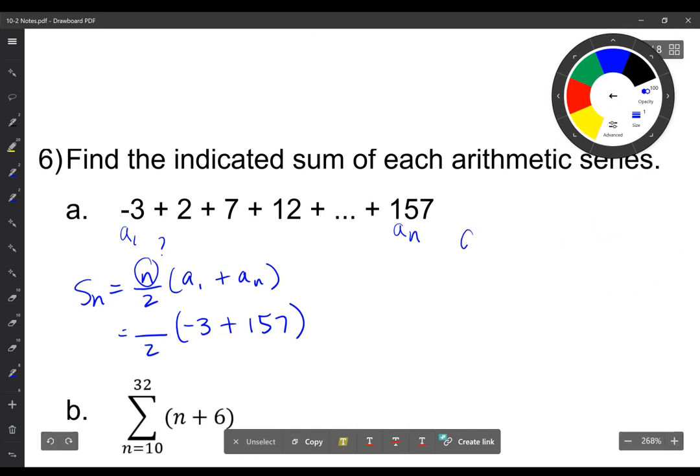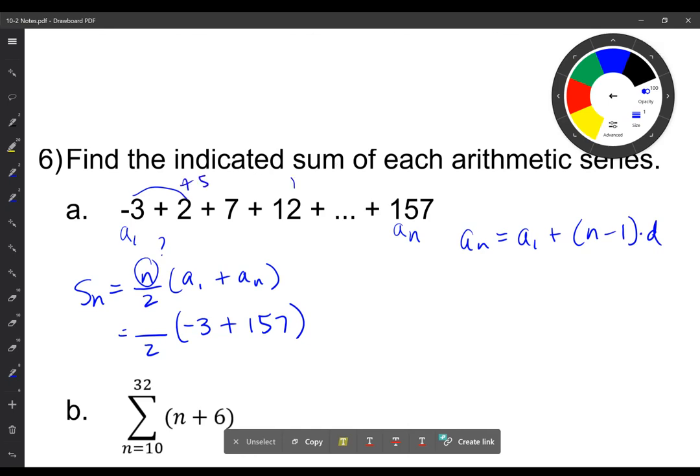So I'm going to go back to that rule or formula we have for the nth term, and we'll just plug in what we know and see if we can solve for n this time. So I do know that d is, let's see, up by 5 each time. It looks like plus 5, plus 5. So d is going to equal 5.